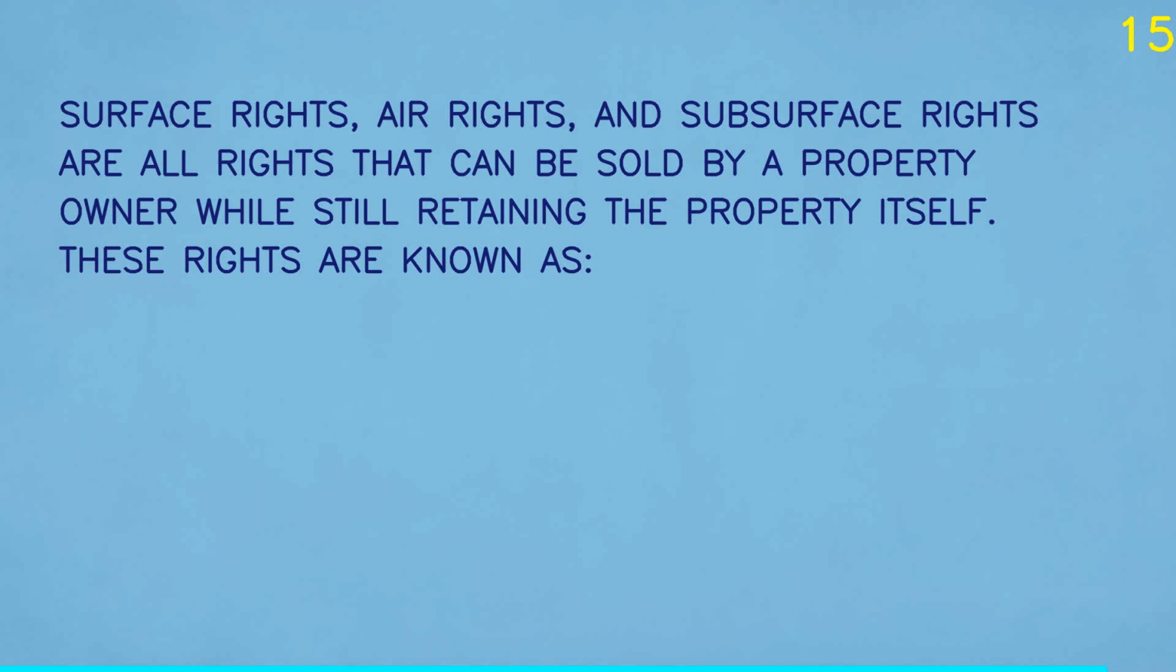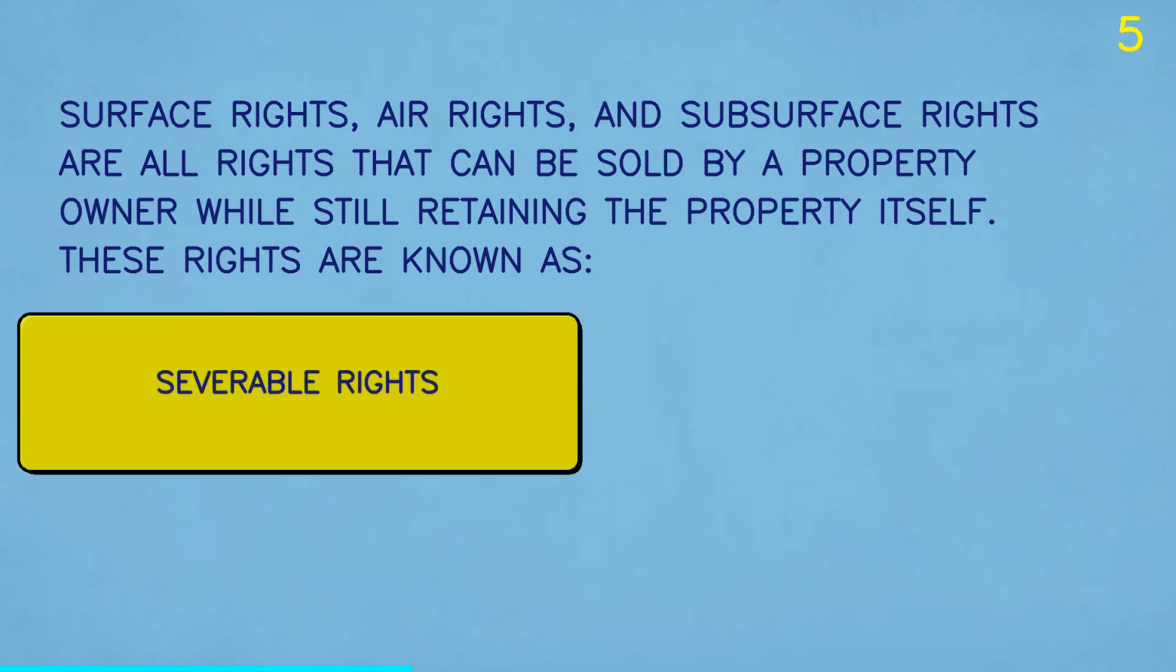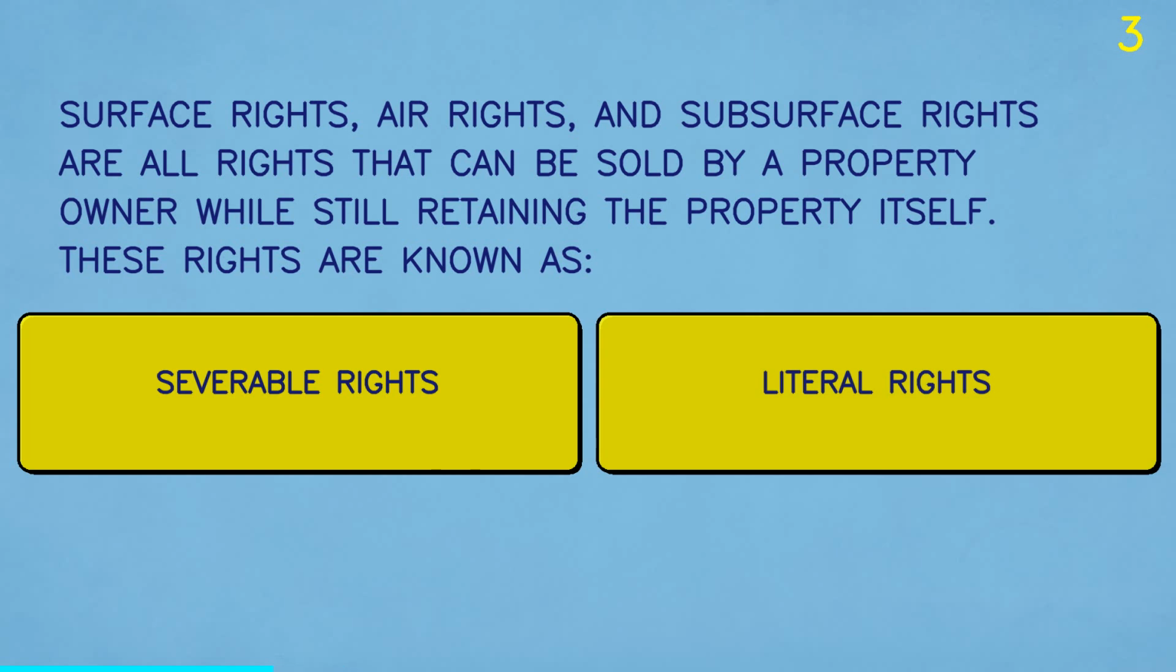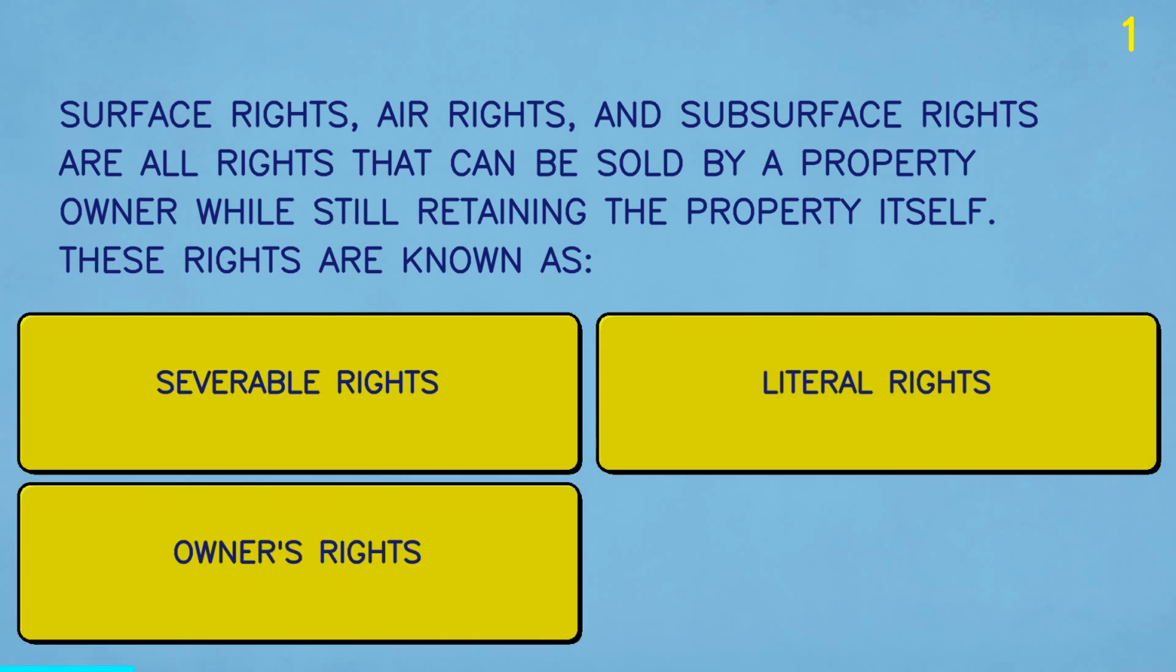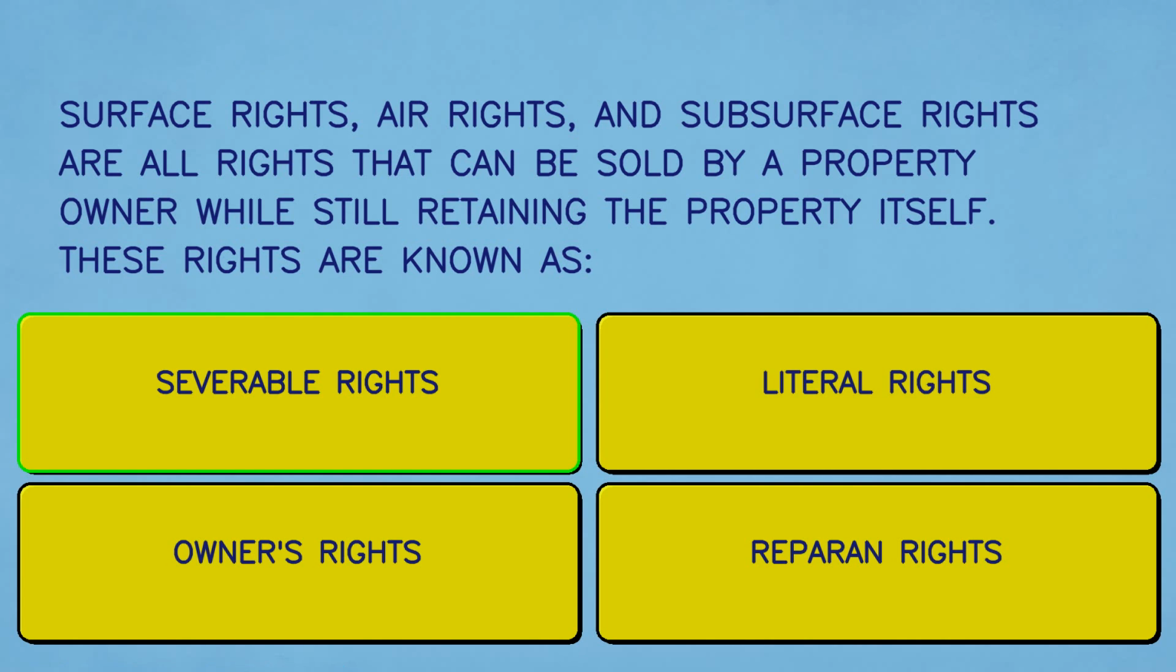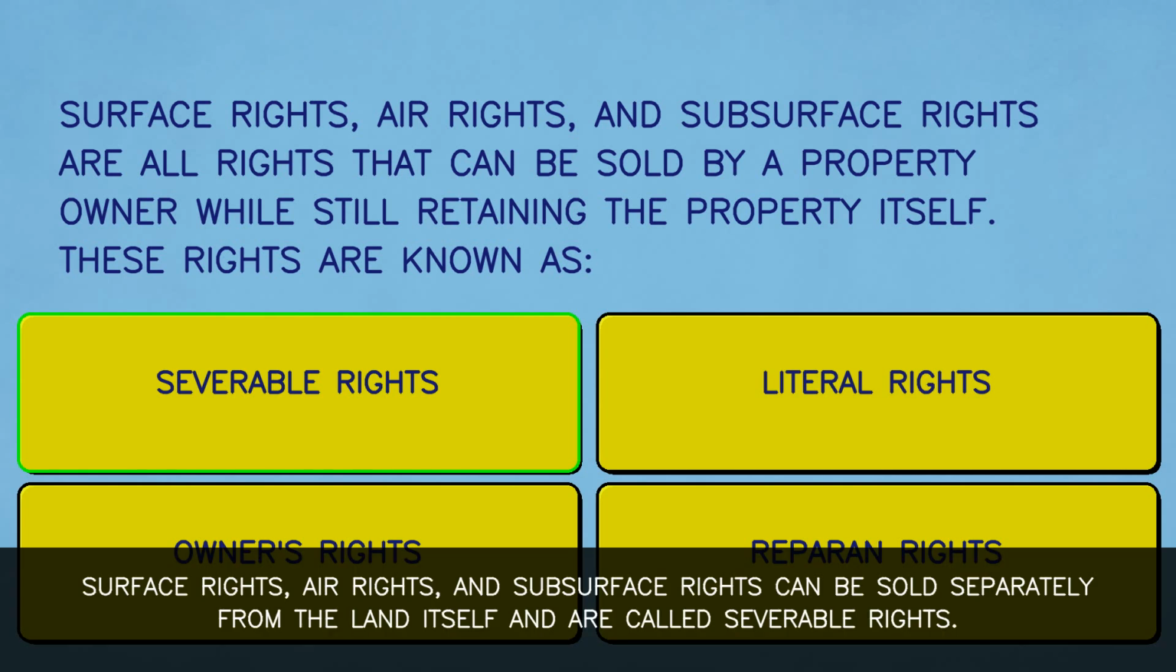Question 3. Surface rights, air rights, and subsurface rights are all rights that can be sold by a property owner while still retaining the property itself. These rights are known as A. Severable rights. B. Literal rights. C. Owner's rights. D. Reparent rights. The correct answer is severable rights. Surface rights, air rights, and subsurface rights can be sold separately from the land itself and are called severable rights.